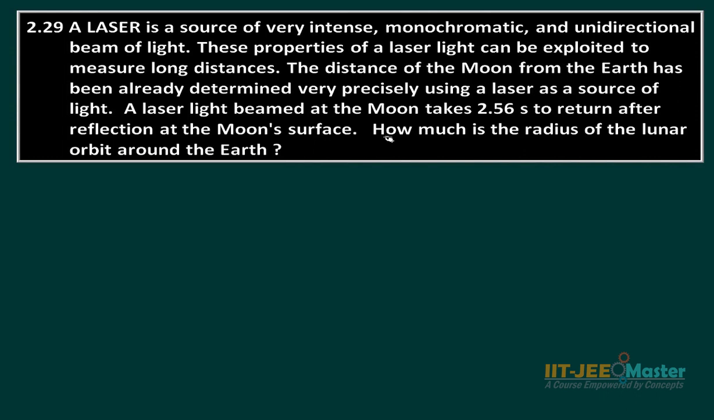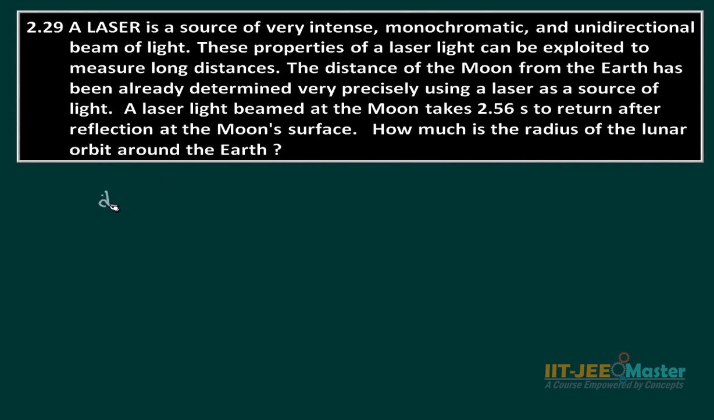There is a mirror placed by Apollo mission on the moon that reflects the laser beam to the earth. How much is the radius of the lunar orbit around the earth? You will find the average radius of the lunar orbit, and it takes 2.56 seconds to come back after the reflection at the moon's surface.